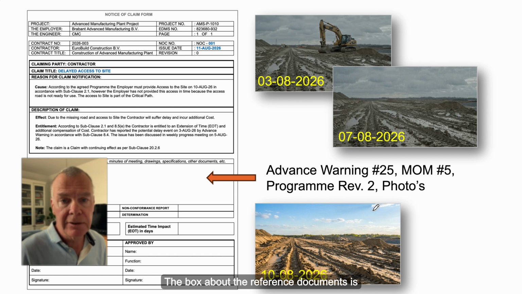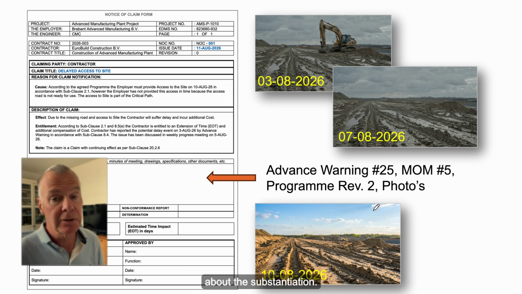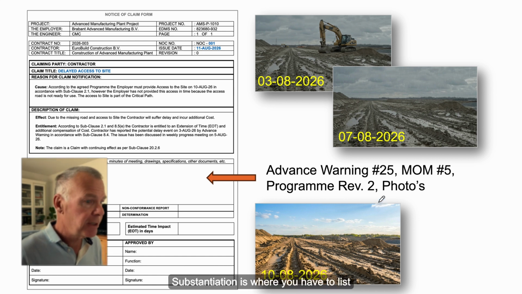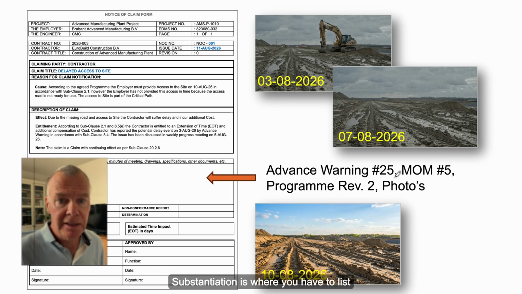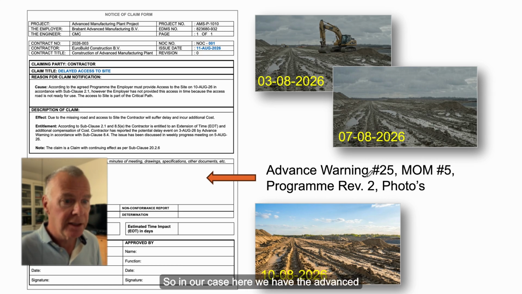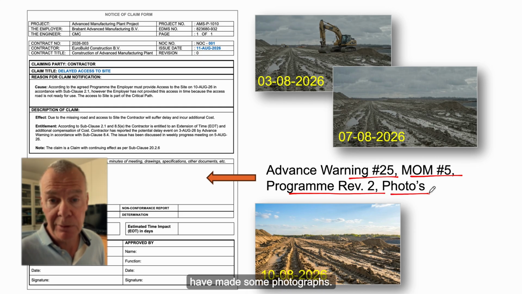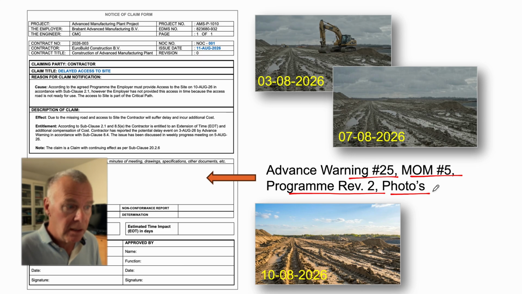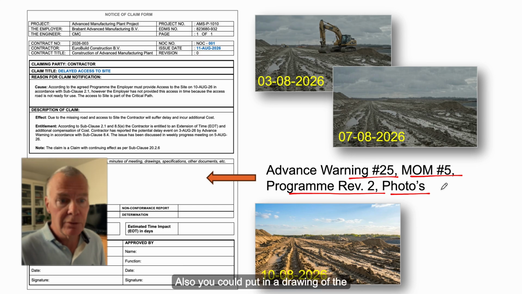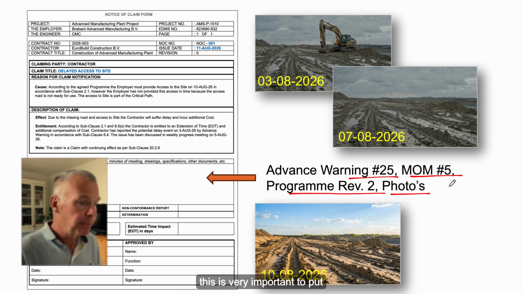The box about the reference documents is about substantiation. Substantiation is where you have to list everything that is applicable. So in our case here, we have the advance warning, the minutes of meeting. Obviously, the contract has a program, and we made some photographs. Also, you could put in a drawing of the temporary site plan, but this is very important to put it in here.